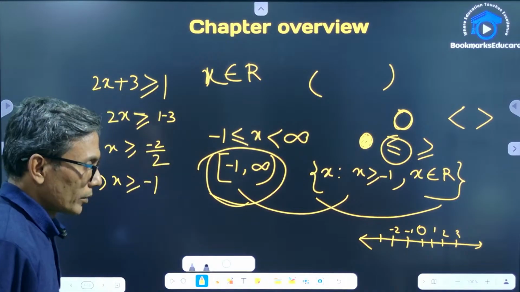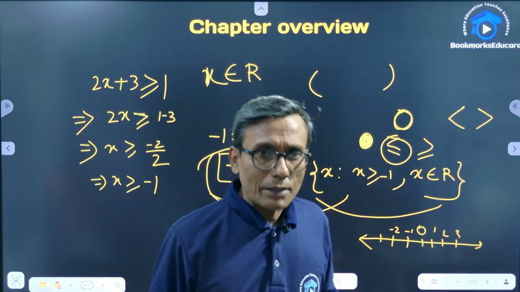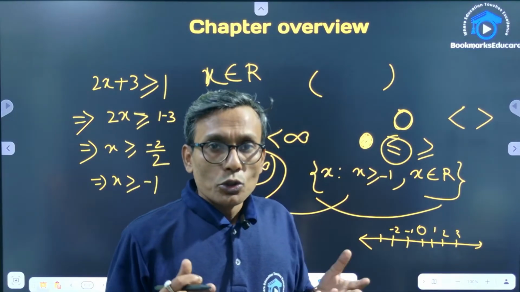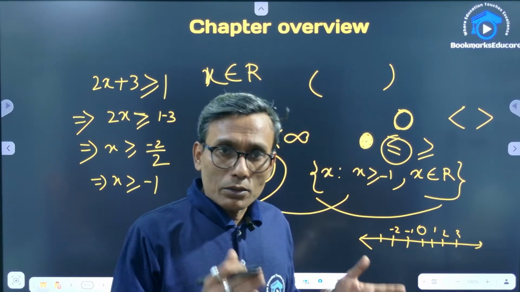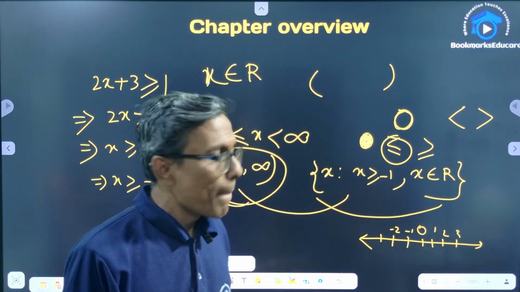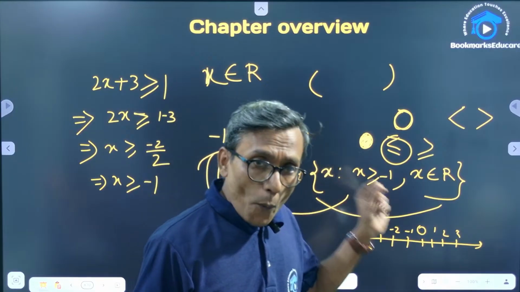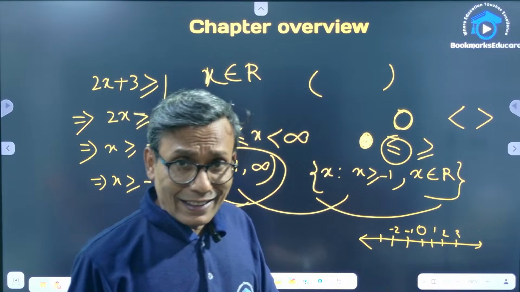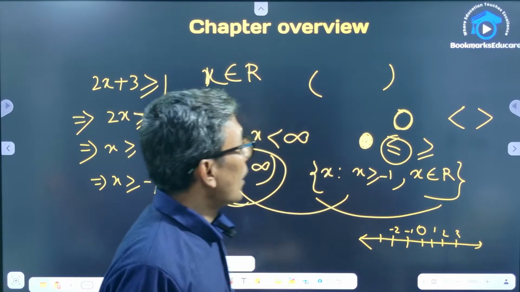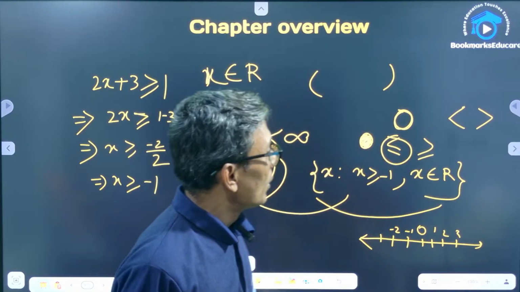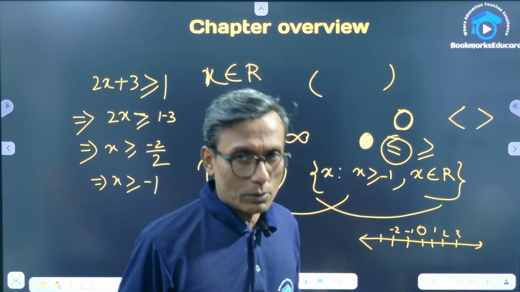So, I am telling again, the solution set of an inequation is shown visually on a number line using an open circle for greater than or less than, and a closed or filled circle for greater than or equal or less than or equal.